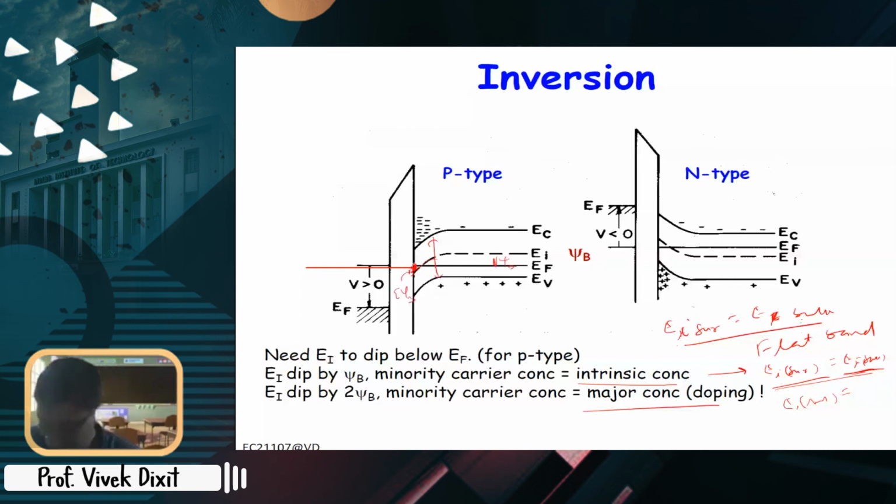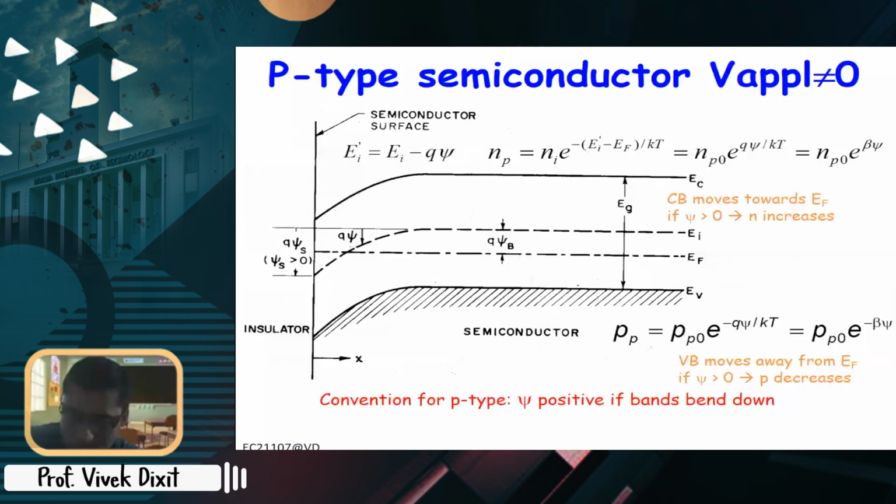So you can see a bigger picture here. This is the bulk and this is the surface. Due to the applied bias, these bands are bending, and the way we define the potential here is q psi, which is basically the amount by which EI is bending, and the amount of bending at the surface we define as surface potential. So the bending at the surface is q psi s, and psi s is called surface potential.